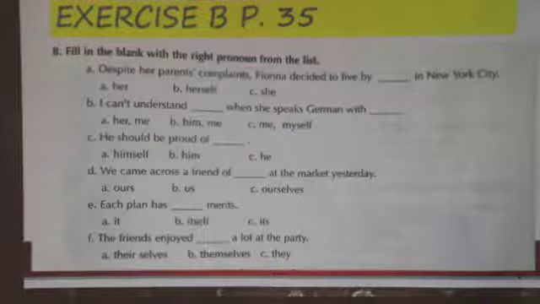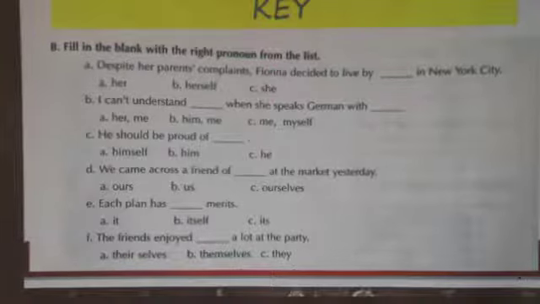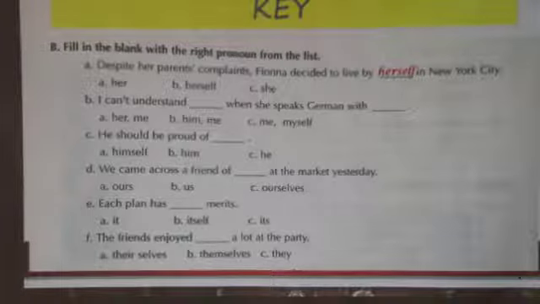Letter A. Despite her parents' complaints, so as I have stated, Fiona is a girl. Fiona decided to live by, we have her, we have herself, and she. Okay? So here you are. Yes, Fiona decided to live by herself. You can say also, I decided to live by myself, which means I decided to move away from my parents' house and to live alone.